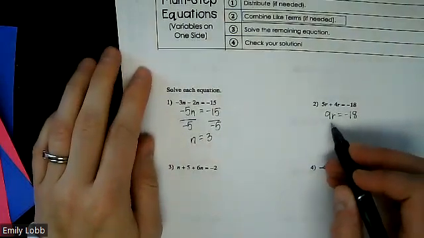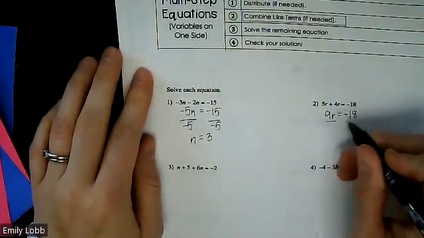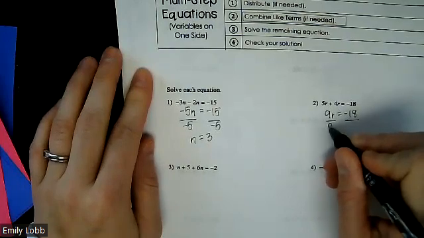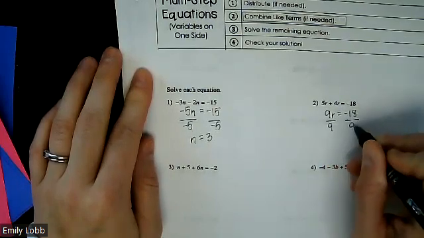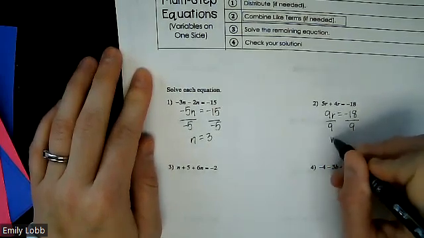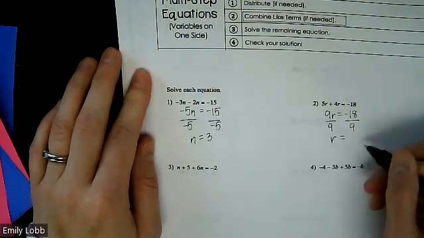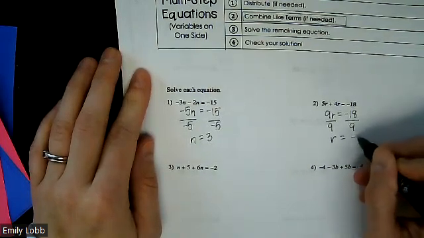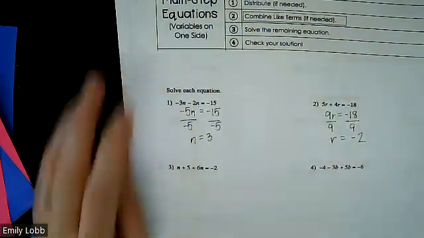And then we're going to divide both sides by the coefficient to get rid of it. Two, and it's negative because our signs are different.